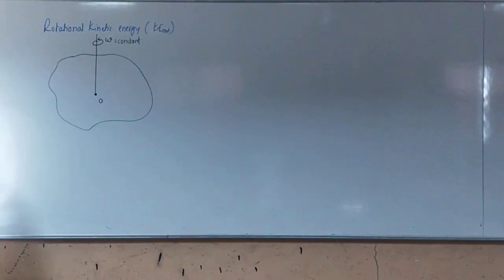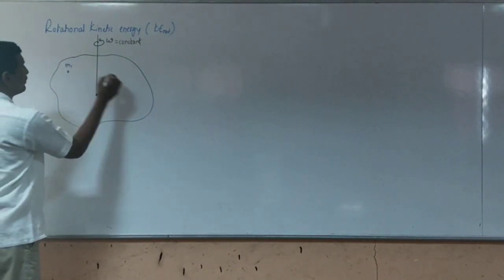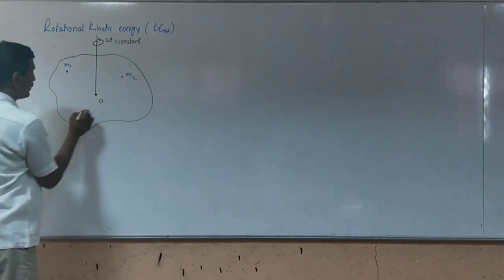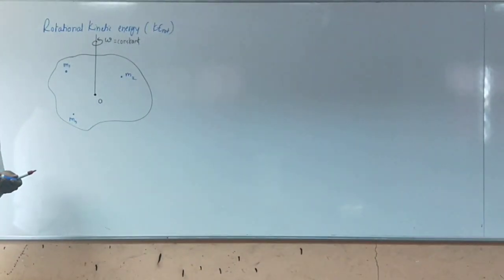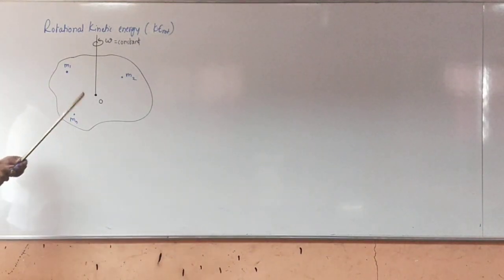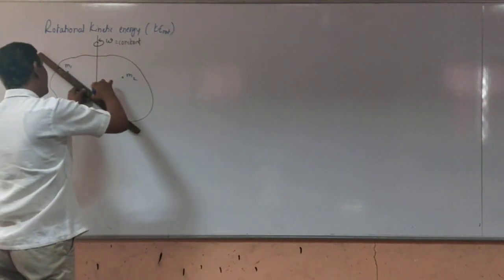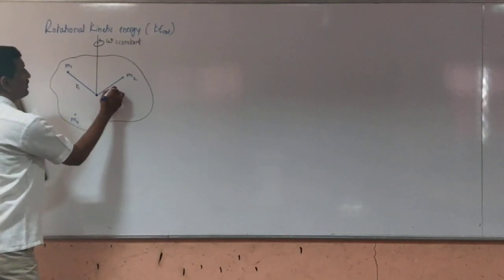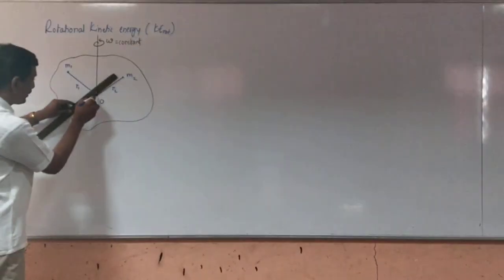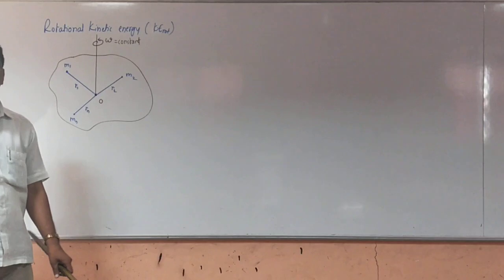Now assume that this body is made up of a large number of particles having masses, say m1, m2, up to mn. N particles we considered here. Now each particle is situated at a particular distance from the axis of rotation. So we assume that r1 is the distance of the particle m1 from the axis of rotation, r2 is the distance of m2 from the axis of rotation, and rn is the distance of the particle mn from the axis of rotation.